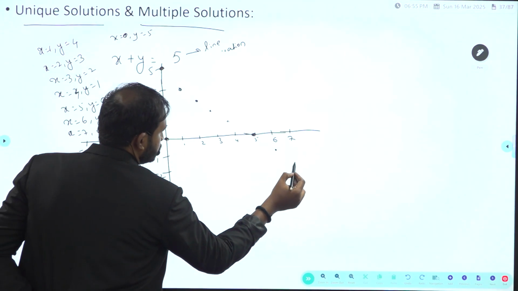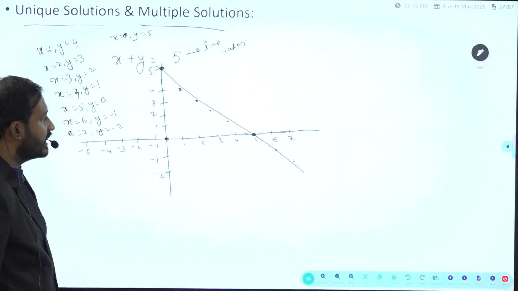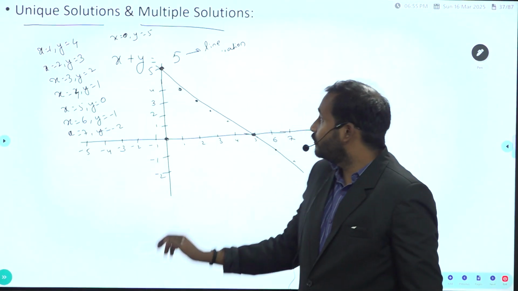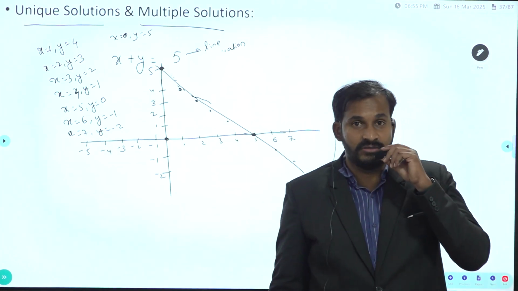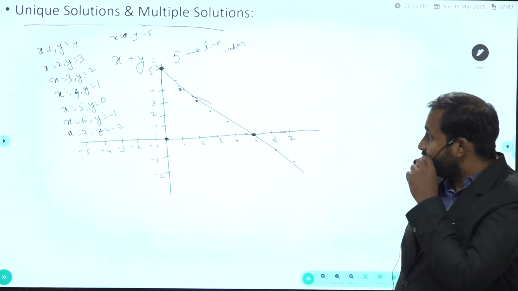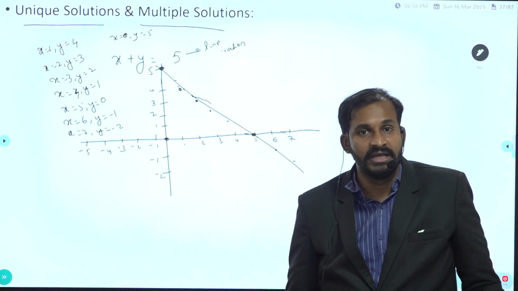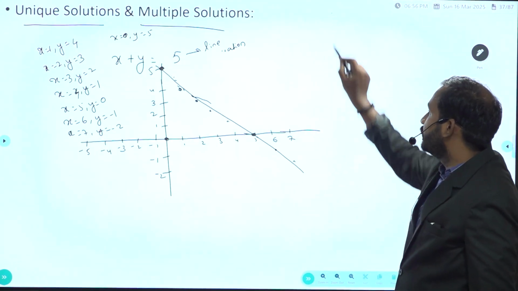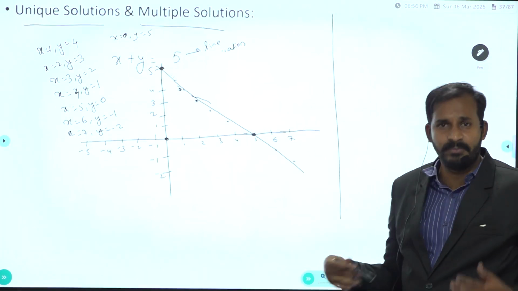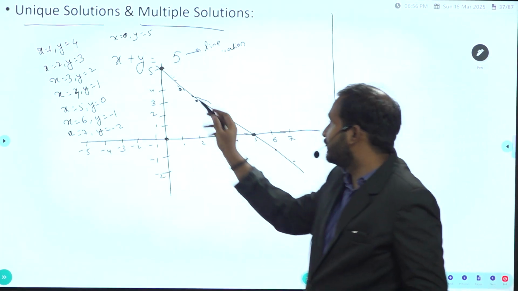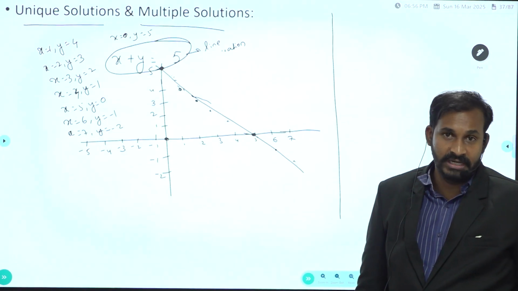If I take x value as 7, y value is minus 2. So if you observe, this is a line equation, right? You can have infinite points on this. That means you will have infinite solutions for x and y here. Now, that is nothing but multiple solutions. If you have a single equation, you can take multiple solutions for that.